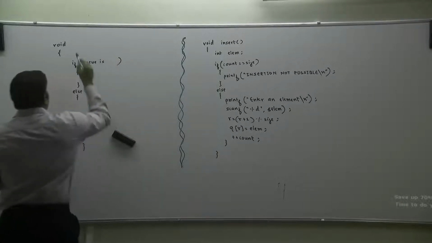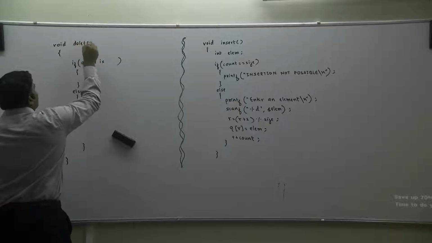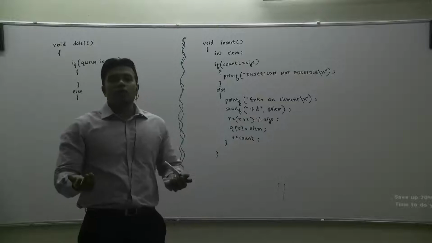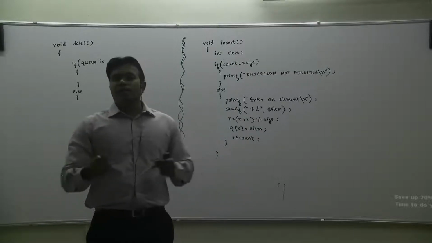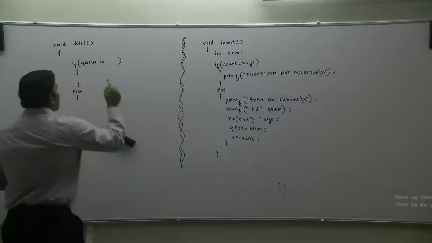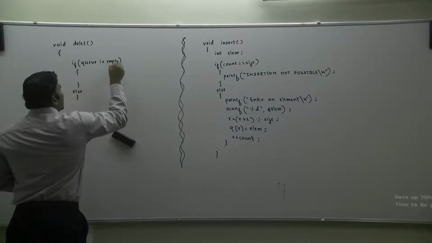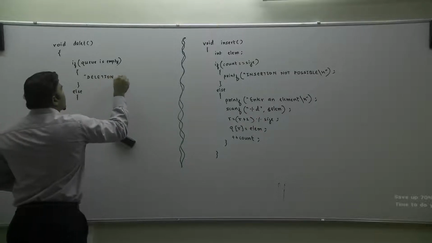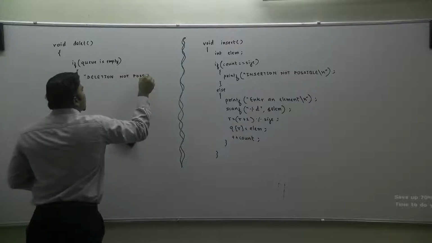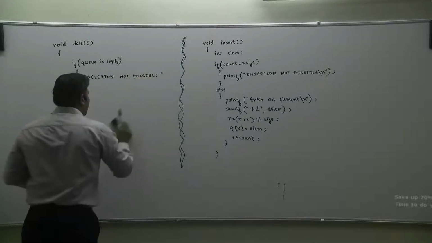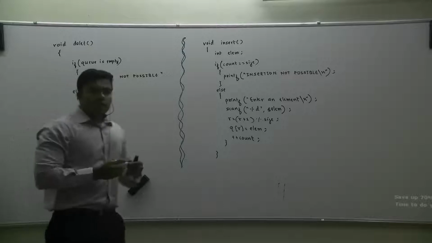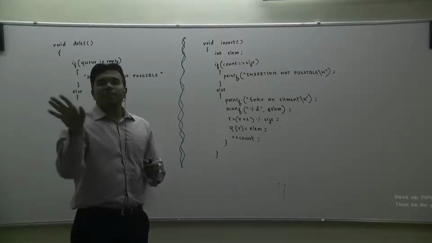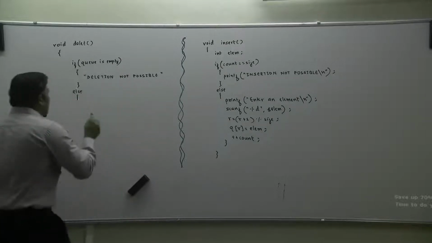This is our void delete function. First of all, when is deletion not possible? You know, if the queue is already empty, deletion is not possible. That is what I am checking. If in case the queue is empty, then I would tell deletion not possible. Otherwise it is possible. What is the first activity in deletion? Whatever is at the front, delete it. That is the first activity.